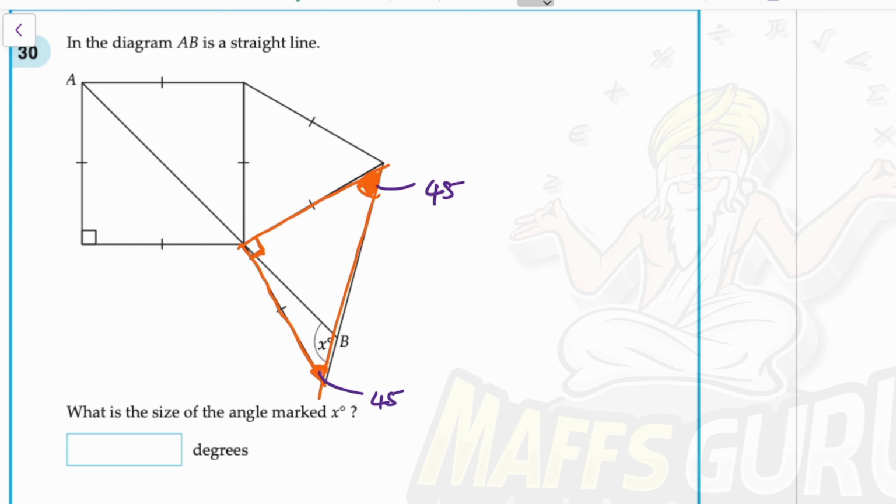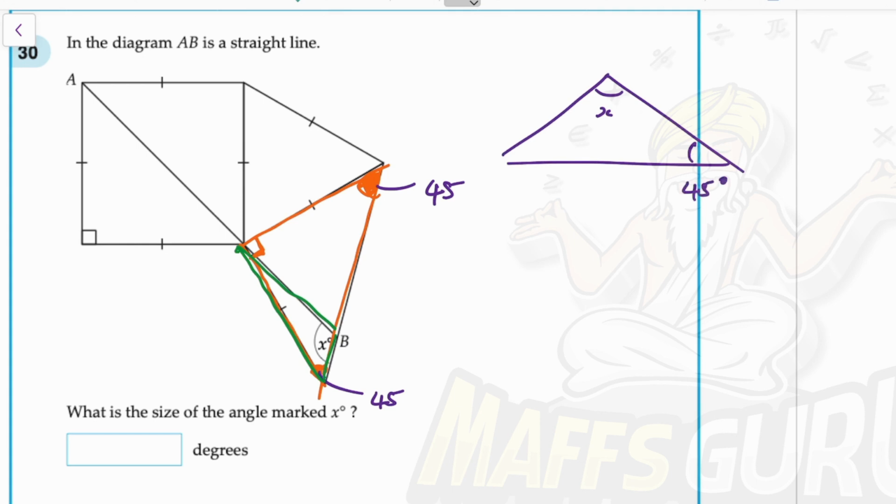Now, why is that important to me? Because I'm going to try and work out what the angles are in this triangle here. So now, looking at that triangle, I've got this angle here as x, I've got this angle here as 45 degrees. So I need to find this angle here. So let's rub out my construction lines. I need to find this little angle here. How am I going to do that? I know that this angle here is 45 degrees. Why? Because this line is cutting my square in half. I know that this angle here is a right angle, so that's 45 degrees.